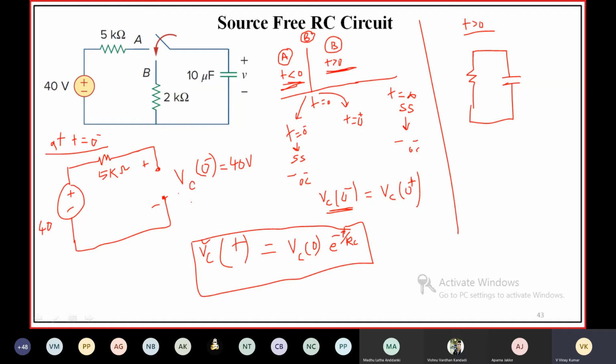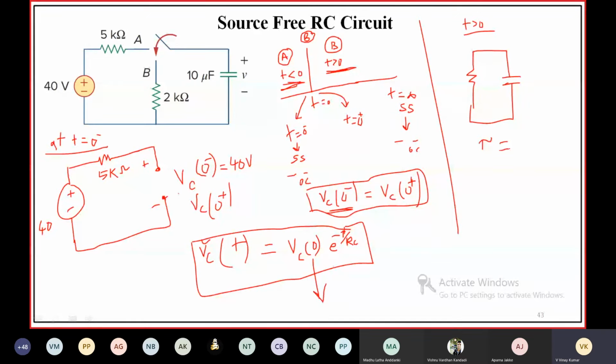Right? Here Vc of 0 minus is equal to 40 volts, which is nothing but Vc of 0 plus equal to 40 volts, because Vc of 0 minus is equal to Vc of 0 plus, as the voltage across the capacitor cannot change instantaneously. Okay, so here we have to find the time constant.